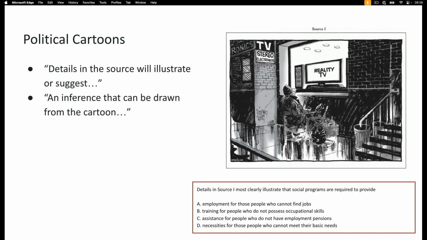An inference that can be drawn from the cartoon, something. They'll be giving you a cartoon, and basically, you are going to have to analyze what they are talking about or what the cartoonist is drawing.